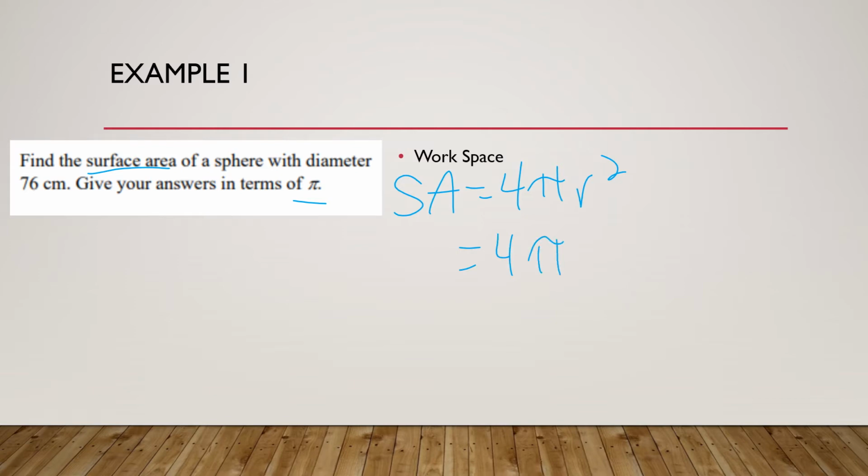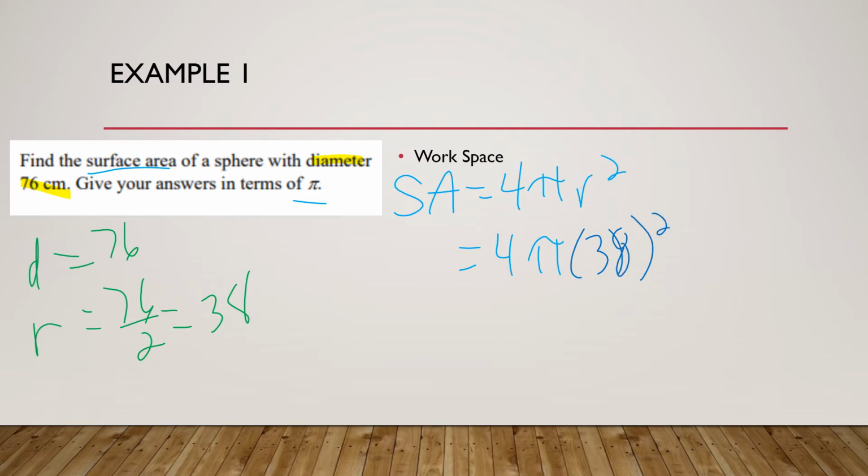Now we need our radius. We know that the diameter is 76. So if our diameter is 76, our radius is 1/2 of that. So we would take 76 divided by 2, which gives us 38. Then we would substitute in 38 for the radius and square it. We would do that math, and that would give us 5,776 pi. We are in centimeters, and since it's area, it would be centimeters squared.